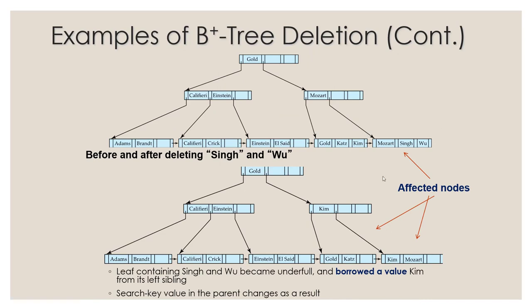The next value is to delete Sing. Okay, so we see that Sing is here. After deleting this value, we have Mozart and Wu. That's 2 out of 3, so it is half full, so it's still good. Okay, so now when we try to delete Wu from here as well, after deleting Sing, we'll only have Mozart in this node. That's only 1 out of 3.